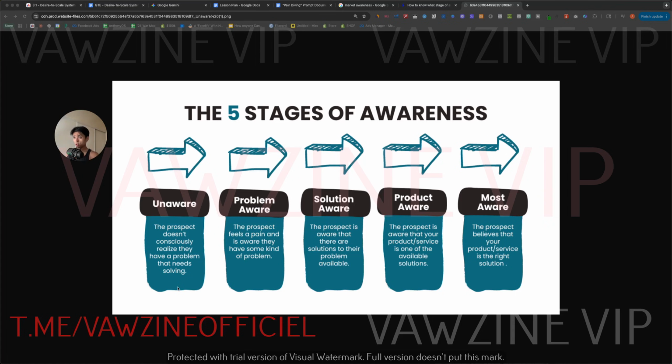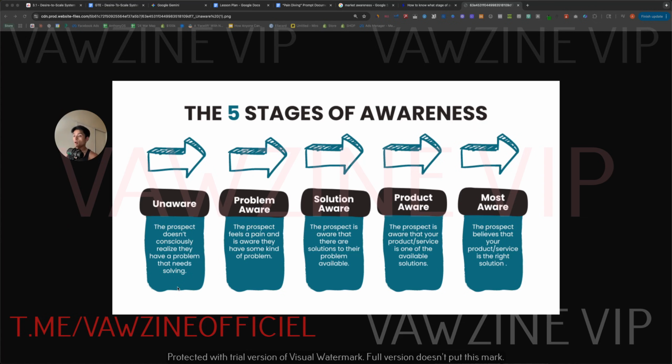The solution to their problem, which is increasing testosterone, can come in a variety of different products. You've got supplements, you've got foods, maybe even coaching programs and info products, right, to increase testosterone. So they know that there are solutions, but they don't yet know of the specific products, and they're not yet aware of which is the best product for them.